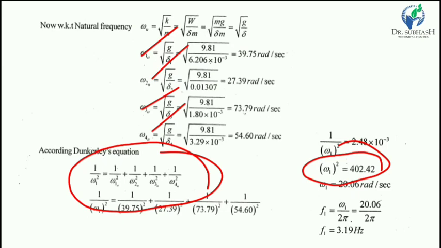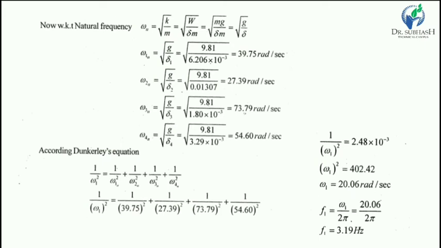Okay, and from that we can find out the frequency, omega upon 2 pi. Okay, and the frequency is 3.19 hertz.